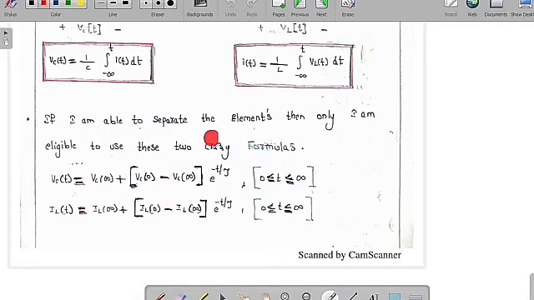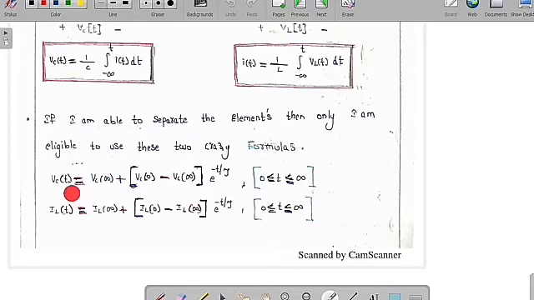If I am able to separate the elements, then only I am eligible to use these two formulas. Suppose I am able to separate the elements of resistance and capacitance, or resistance and inductors, then I am eligible to use these formulas, otherwise we don't.